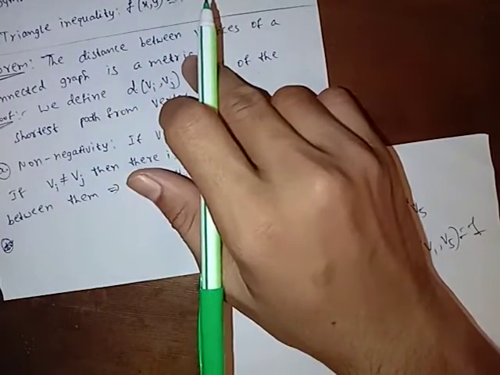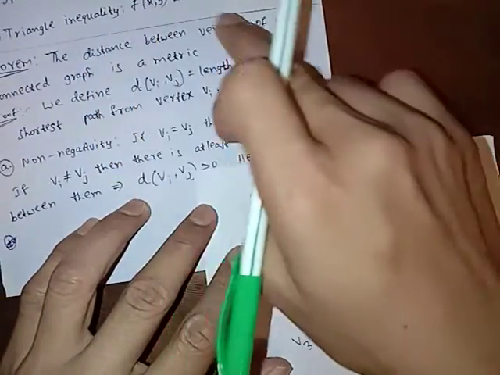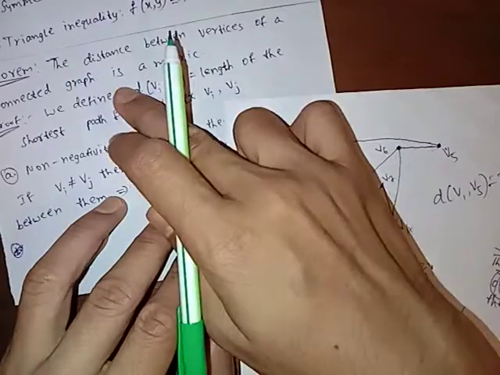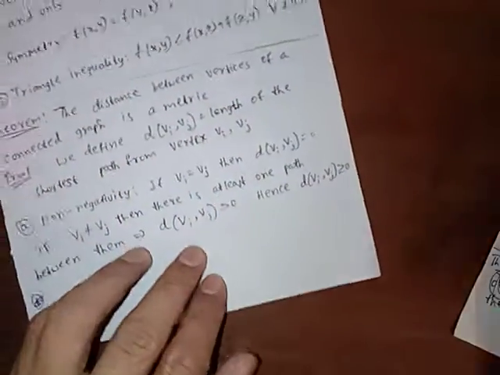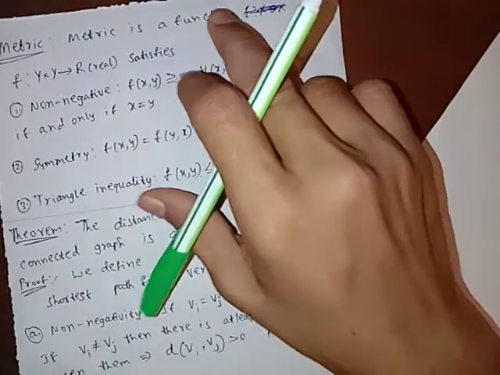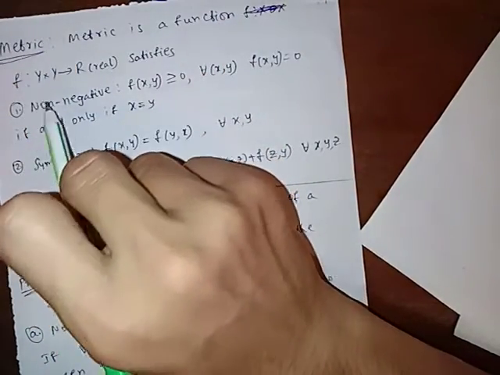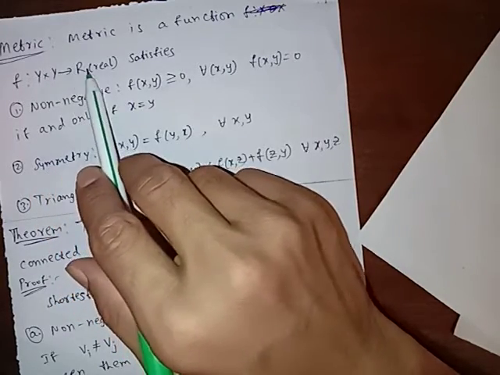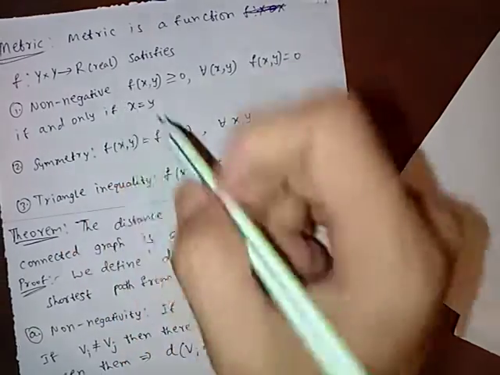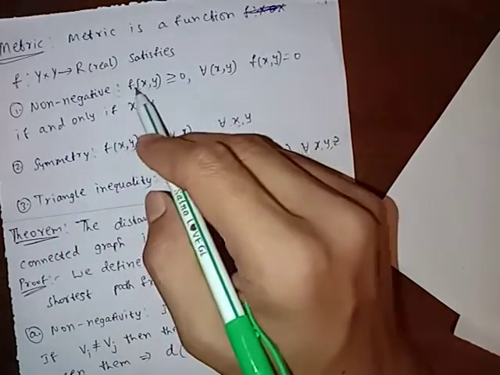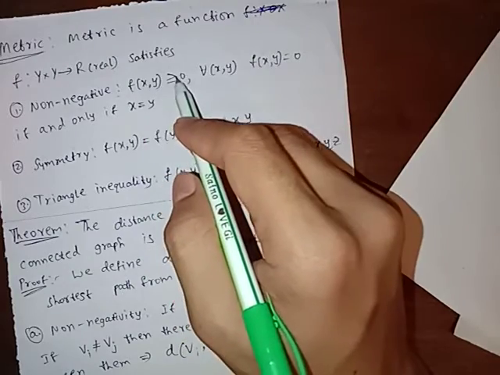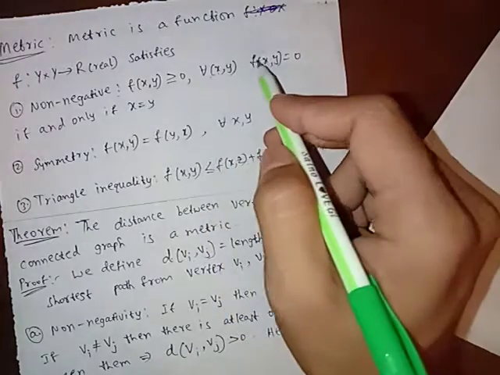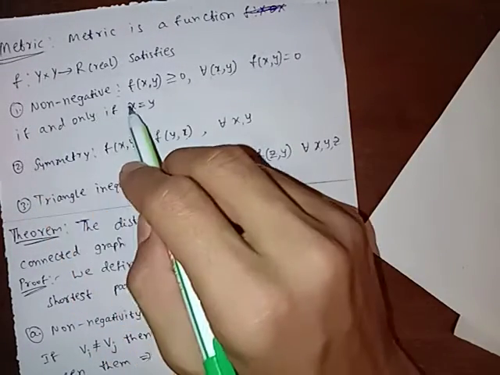Now, what is a metric? We have to prove that the distance between vertices of a connected graph, and this is a connected graph, is a metric. A metric is a function f from Y cross Y to the real numbers. First it follows non-negativity: f of xy is greater than or equal to 0 for all xy, and f of xy is equal to 0 if and only if x is equal to y.